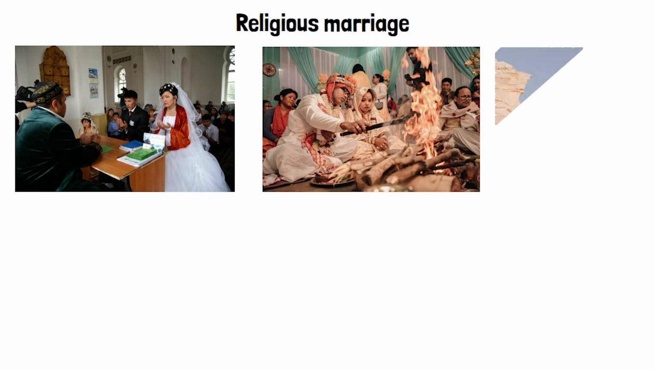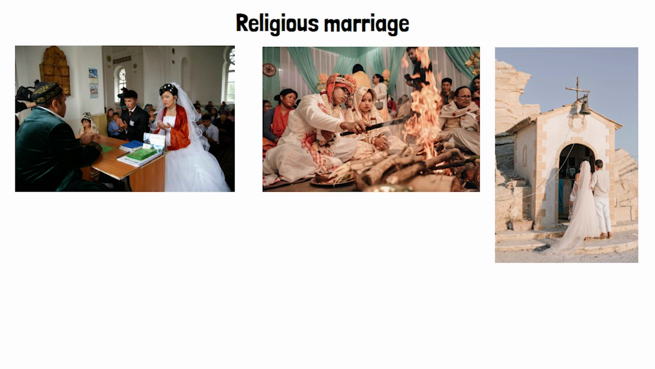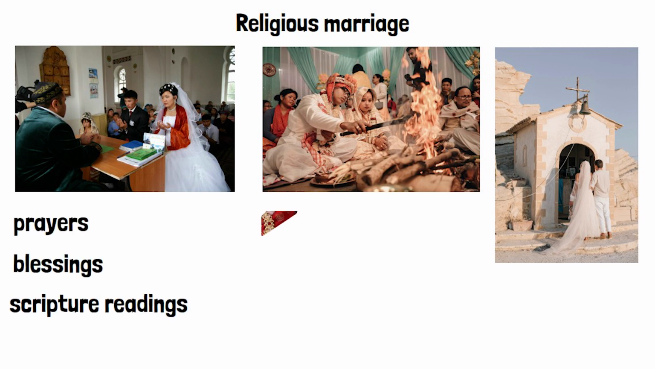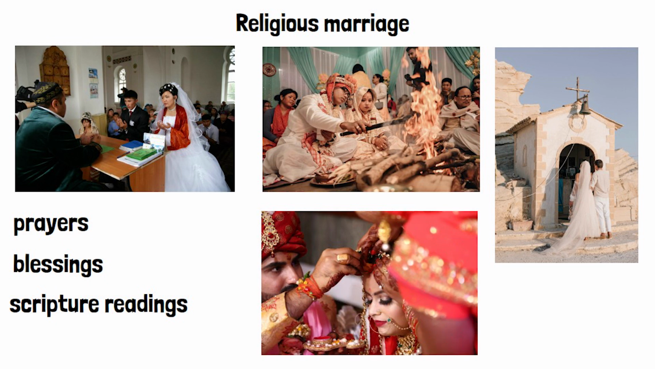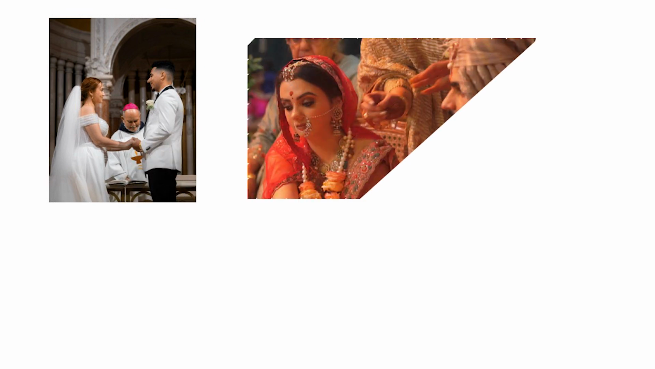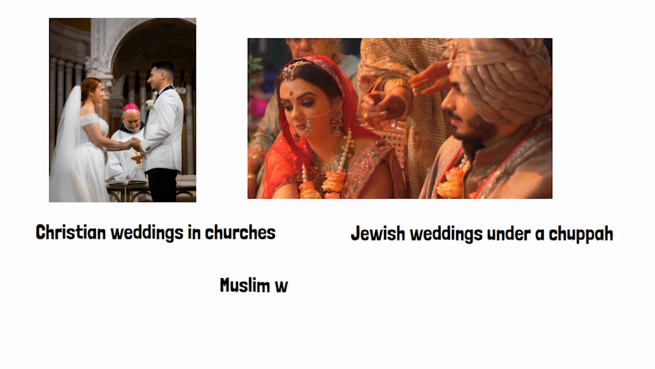In religious marriage ceremonies, couples typically make vows before a religious leader, clergy member, or officiant, and the ceremony may include prayers, blessings, scripture readings, and other religious rituals specific to the faith tradition. The vows exchanged during a religious marriage ceremony are often considered sacred promises made not only to each other but also to a higher power. Ceremonies vary widely across religions, such as Christian weddings in churches, Jewish weddings under a chuppah, and Muslim weddings in mosques.